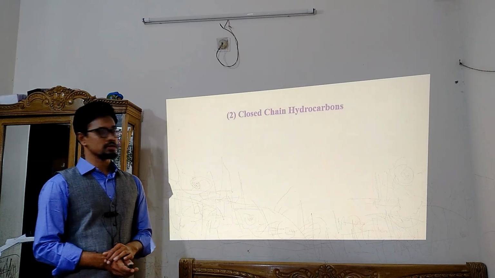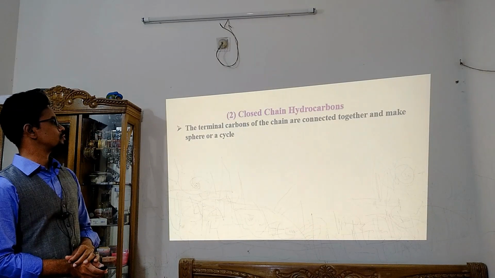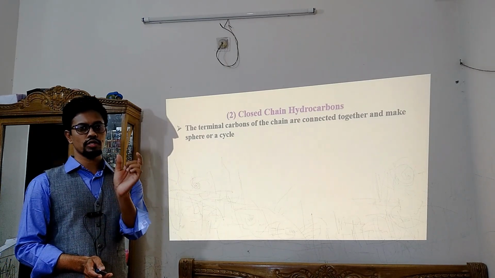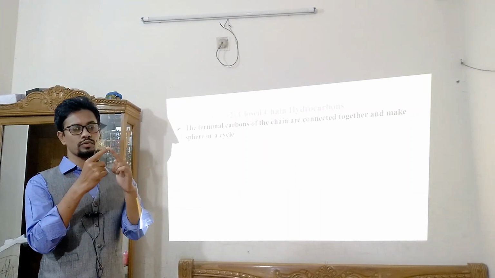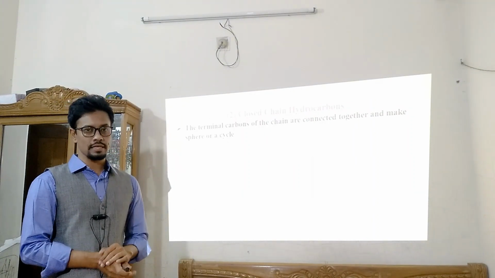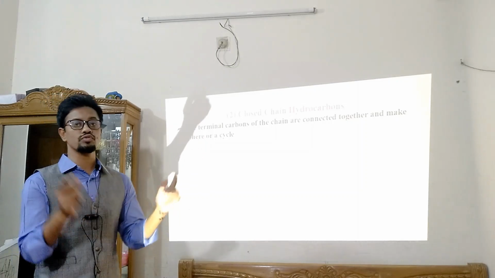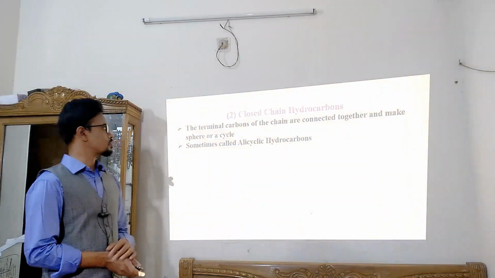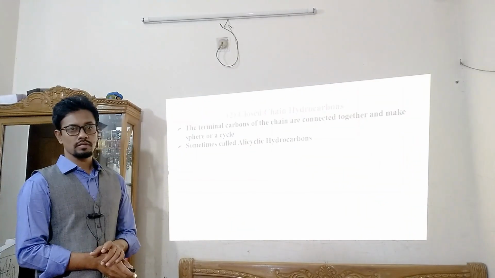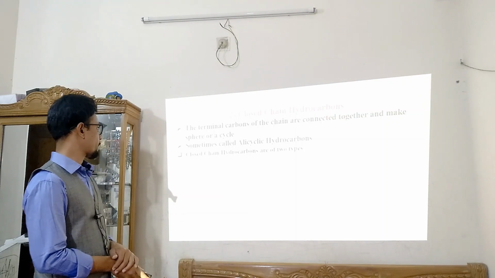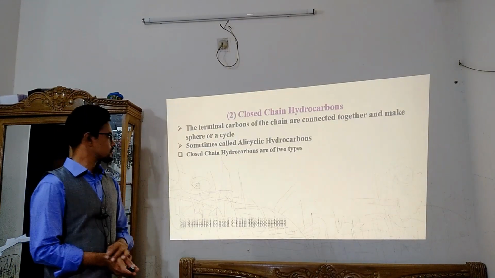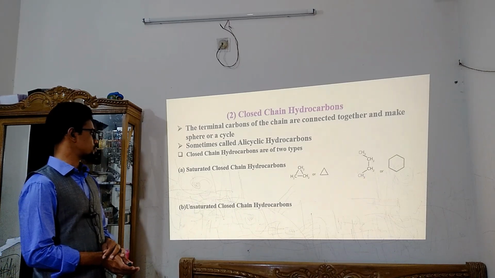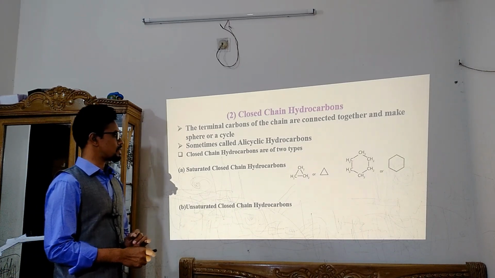Closed chain hydrocarbons. In closed chain hydrocarbons, the terminal carbons of the chain are connected together and make a cycle. Two carbons, first and last, are connected with each other and make a cycle. That's why it is called closed chain. Sometimes they are called alicyclic hydrocarbons. Closed chain hydrocarbons are of two types: saturated closed chain hydrocarbons and unsaturated closed chain hydrocarbons.